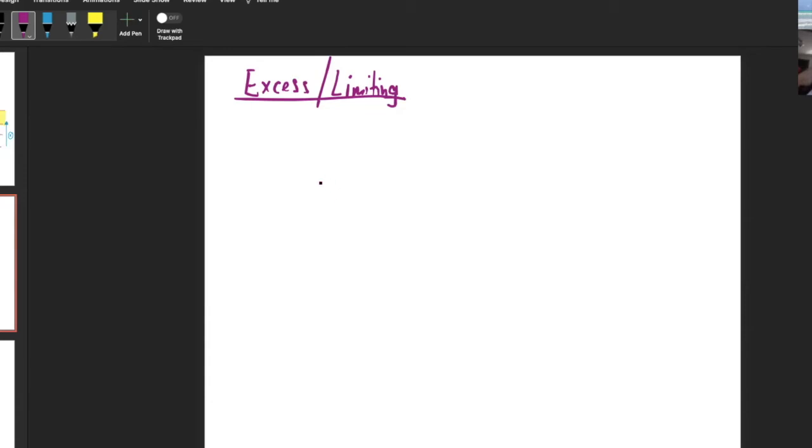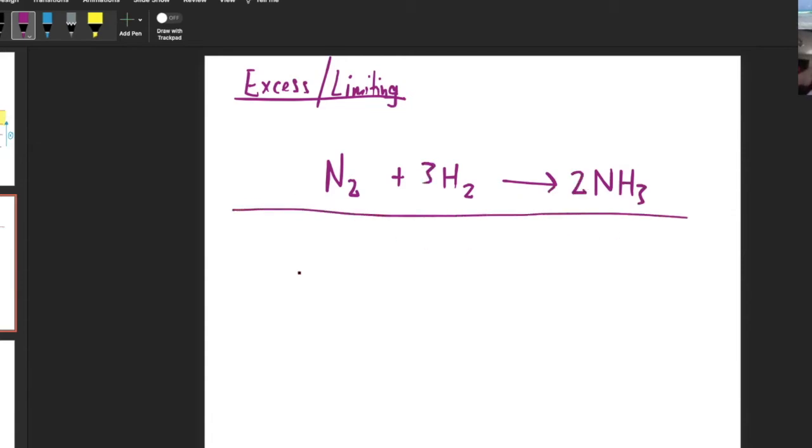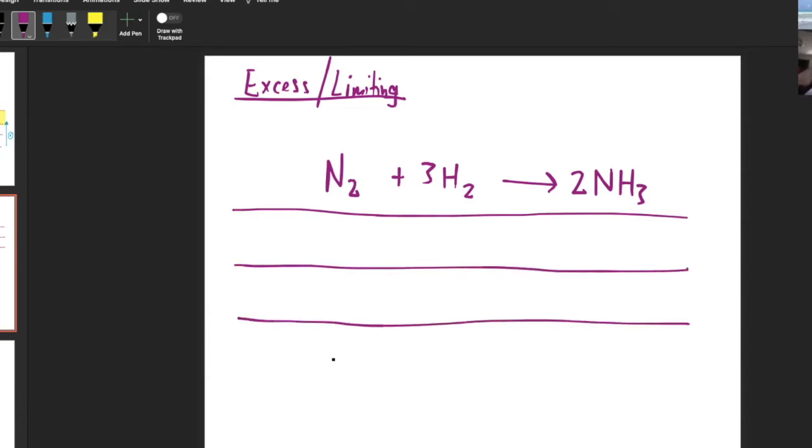Let's make something else. Let's make ammonia. So we're going to take nitrogen gas and hydrogen gas, and we're going to make NH3. We'll balance this quickly here. It's N2 plus 3 H2 gives 2 NH3, so 2 and 6, right? Yes.